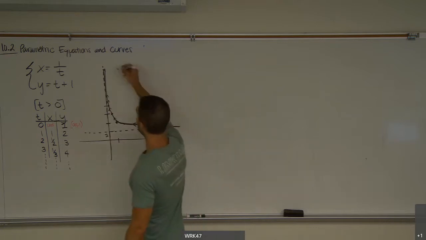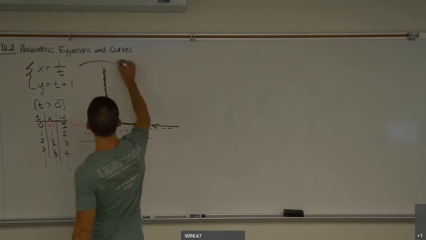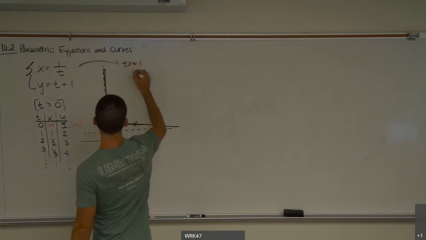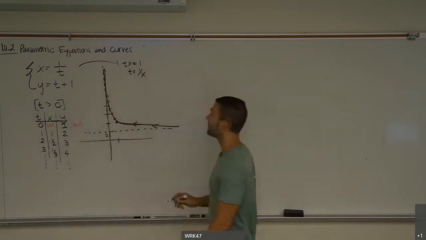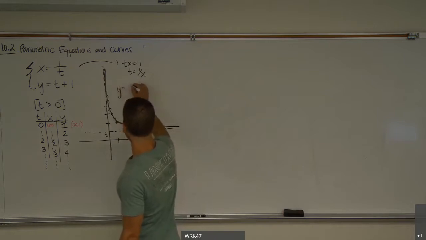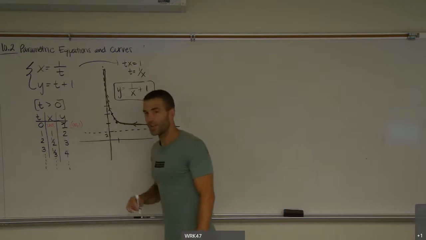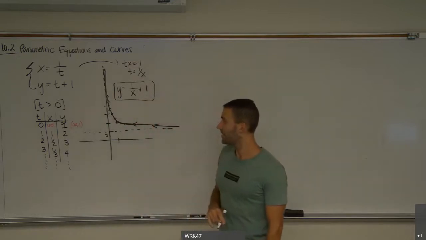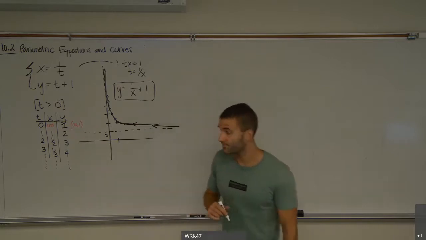What would this be if we got rid of that parameter? I multiply both sides by t, divide both sides by x. So t is 1/x if I solve this for t. Substituting that into the second equation, we get, sure enough, a rational function, 1/x, shifted up 1 unit. Which is, if I look at t restricted to be positive, this piece of that rational function. And so that's the rational function we get.